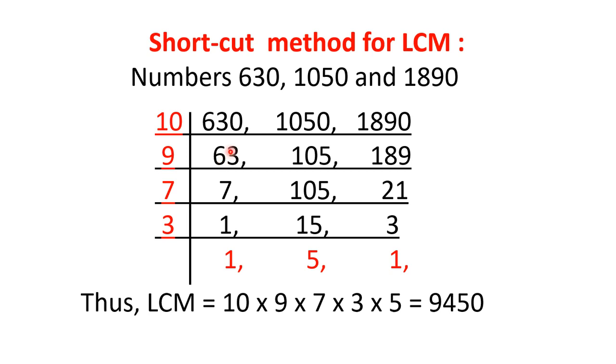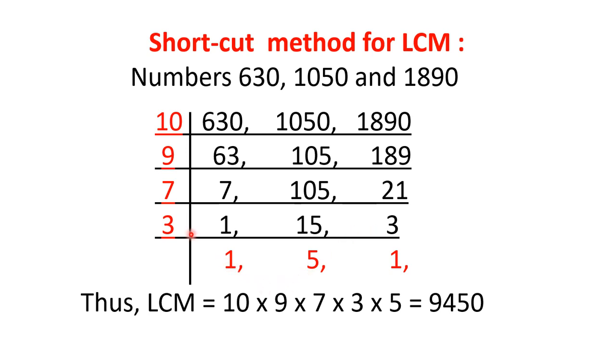So I have two numbers 63 and 189 which are divisible by 9. So instead of dividing by 3 first and then 3 again, I straight away divide by 9. So 9 7 the 63, 105 and 9 into 21 is 189. Now I have three numbers 7, 105 and 21 which are divisible by 7. So 7 1 the 7, 7 into 15 is 105 and 7 into 3 is 21.